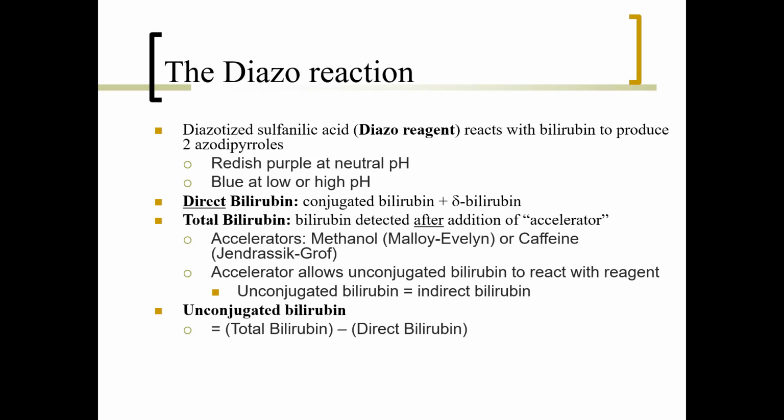So the accelerator is going to allow the unconjugated bilirubin to react with the reagent, and then you're going to get a total count of both direct and indirect bilirubin. In other words, conjugated and unconjugated bilirubin. In order to measure unconjugated bilirubin, you would take total bilirubin minus the direct bilirubin, and whatever's left would be the unconjugated bilirubin.